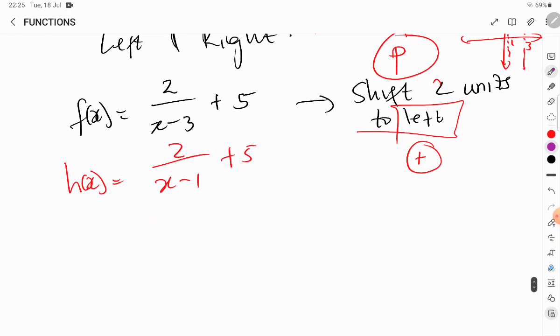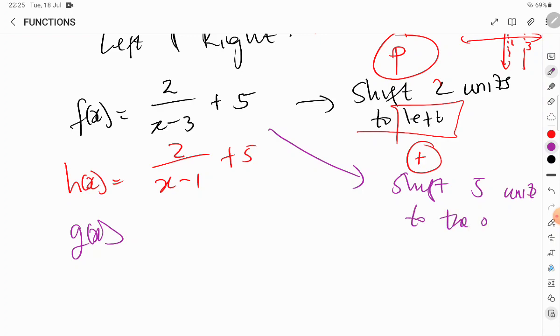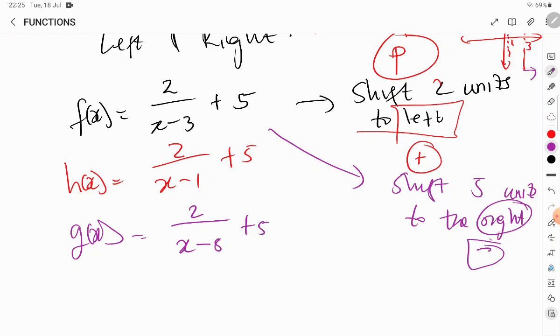Also, if we want to find, say, g of x, which is a shift of 5 units to the right, for this function, since it's to the right, you subtract. So this will be 2 over, you're going to subtract 5 down there. So this is just going to be x minus 8, plus 5, right? You can see that it's further to the right side, right?